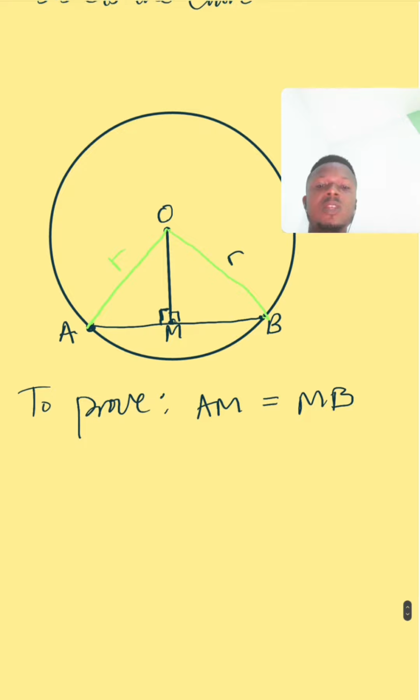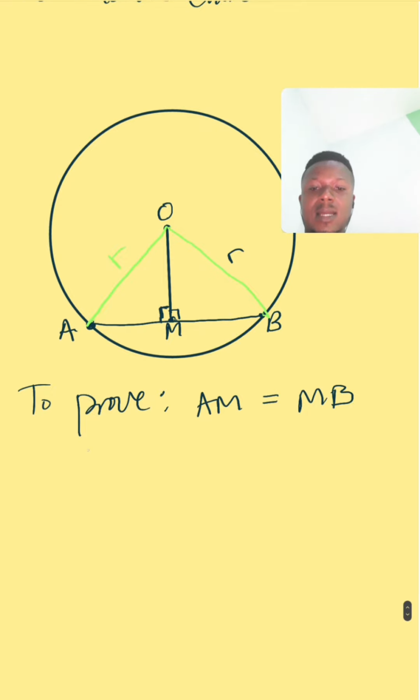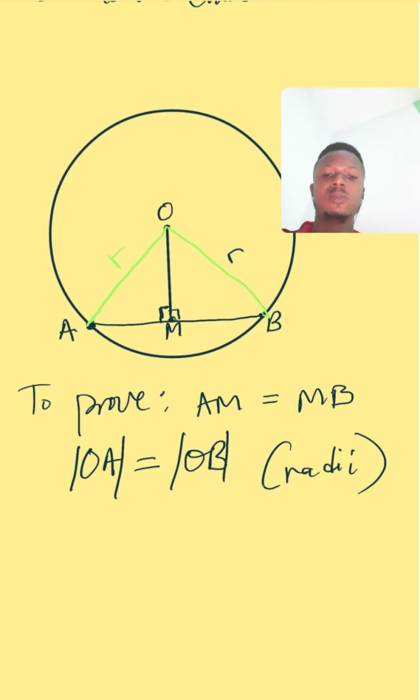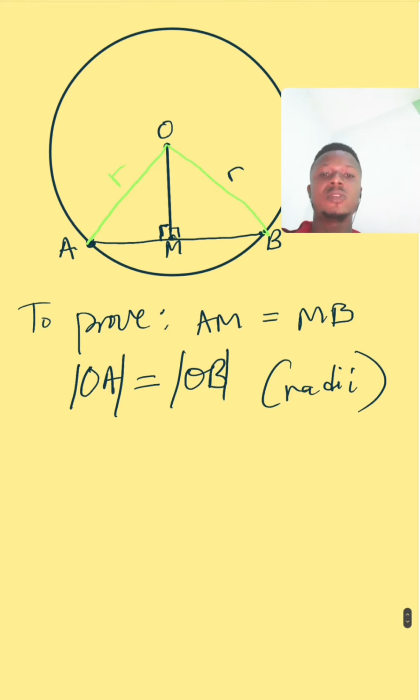Now, you need to know that line OA is equal to OB. So line OA is equal to OB. The reason is that both of them are radii. Okay, so the line OA is equal to line OB. They are both radii.